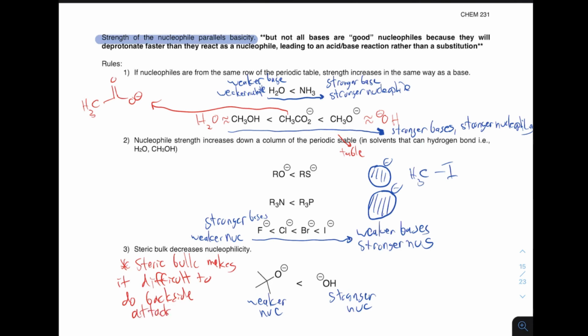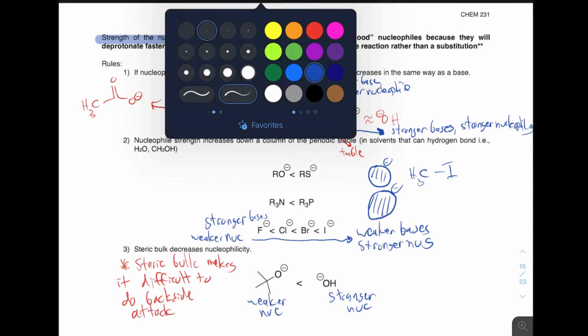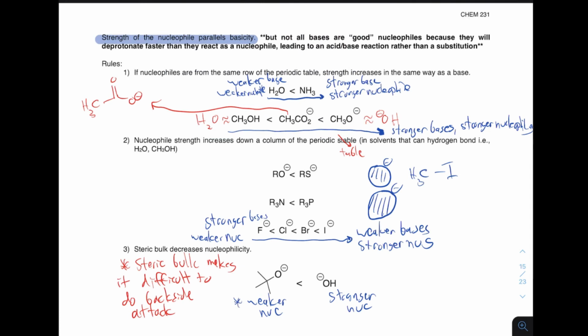So you'll often see these sort of species instead acting as a base, because the species can take off a proton a lot easier. Hydrogen's very small, rather than act as a nucleophile. And we'll see some examples of that in a little bit.